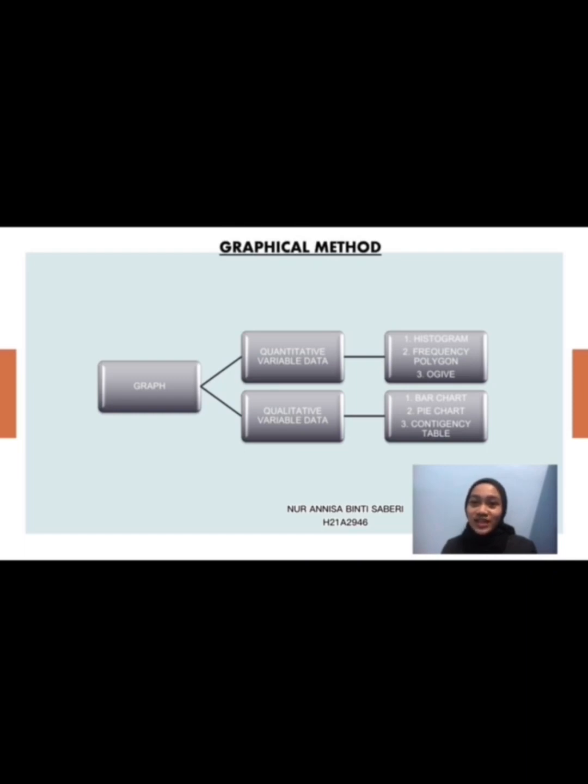I would like to present the graphical method on this assignment. Basically, graphs are divided into two parts, which are quantitative variable data and qualitative variable data. Quantitative has histogram, frequency polygon, and ogive, while qualitative variable data has bar chart, pie chart, and contingency table.